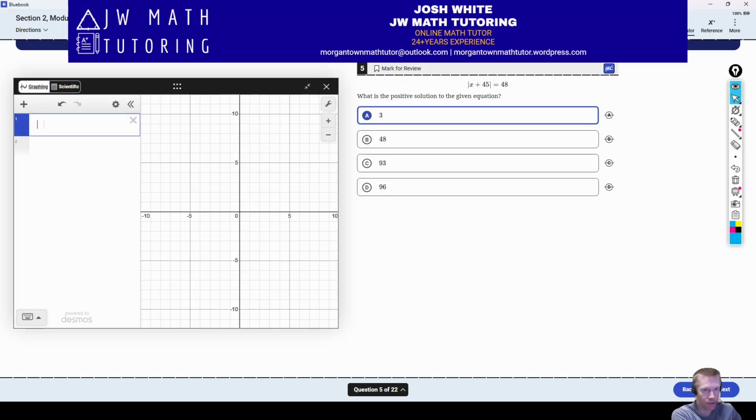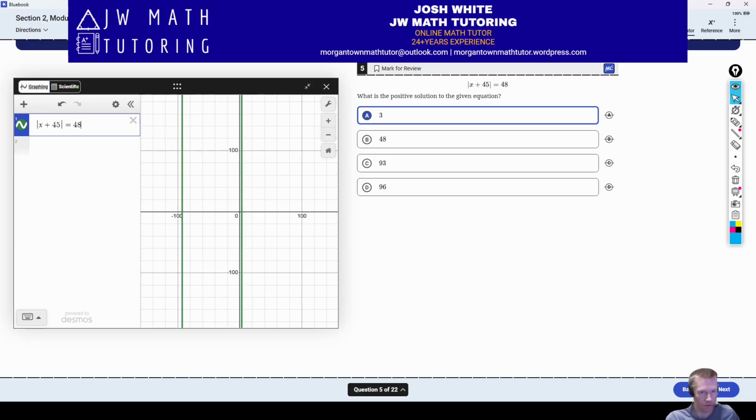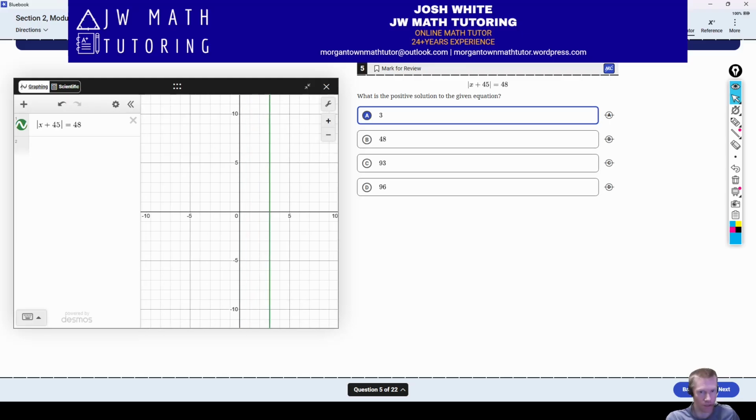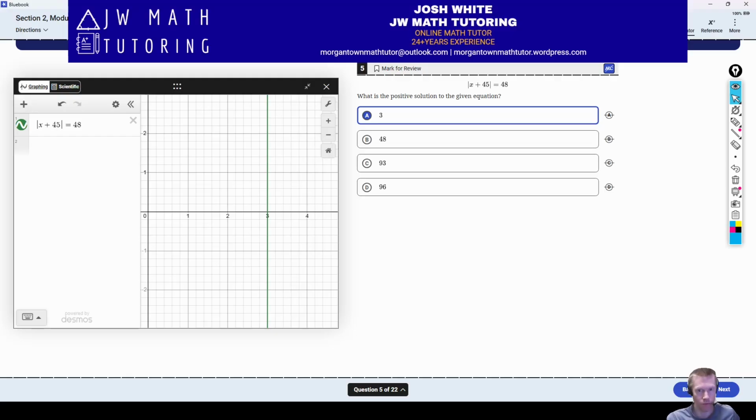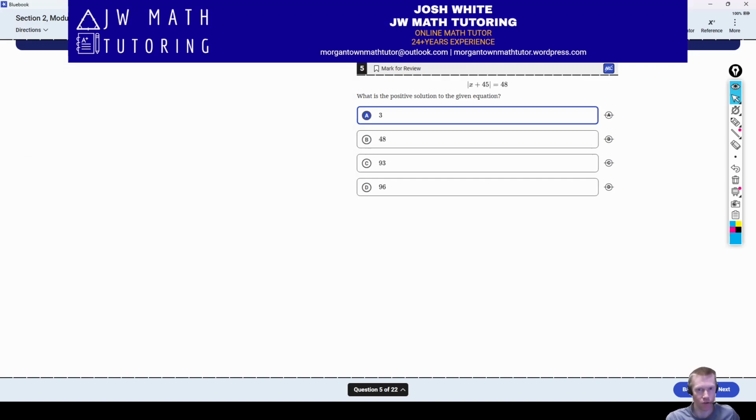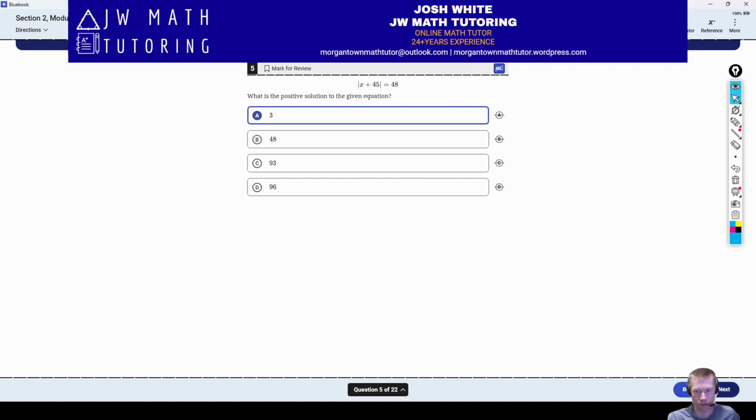Or you could just solve this by typing out the full equation like this and then looking for the vertical lines. Notice the negative solution is way over here at negative 93. Now you can't click on it. That's the only thing with an absolute value equation. But you can clearly see here when you zoom in, it's directly on 3, and that's the only answer choice that's anywhere near that value. So that's just an alternate way you could use Desmos to solve this.